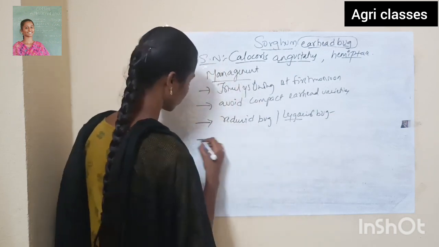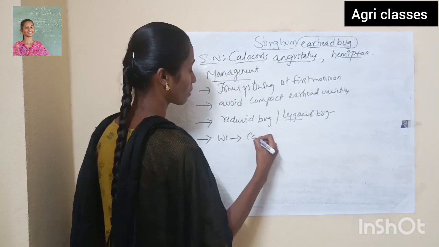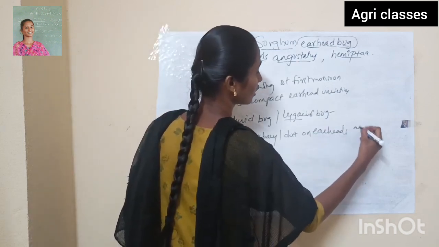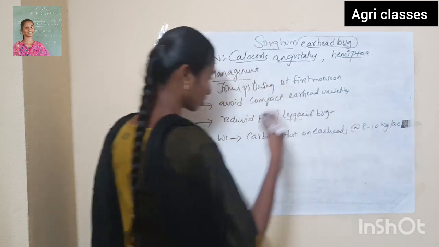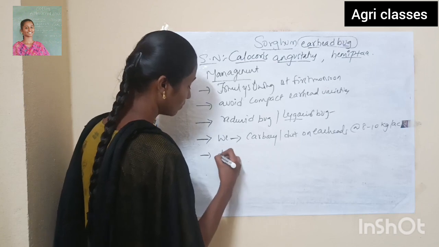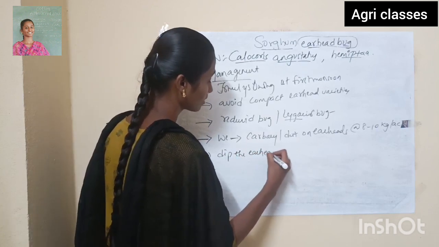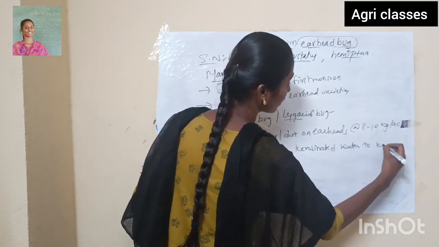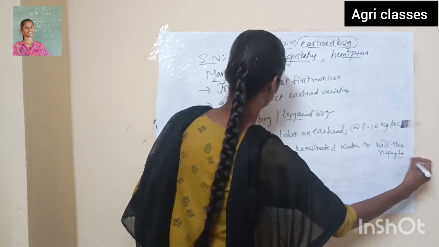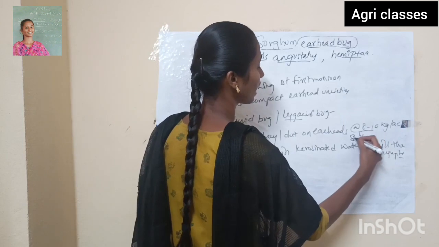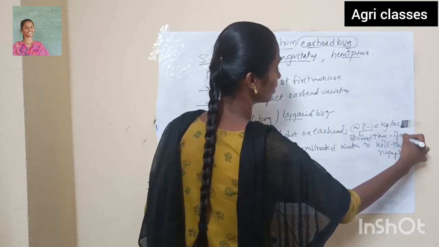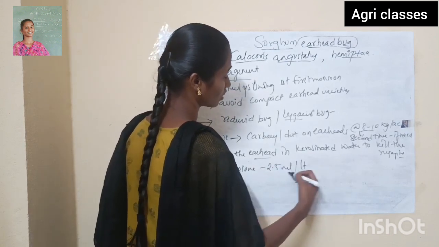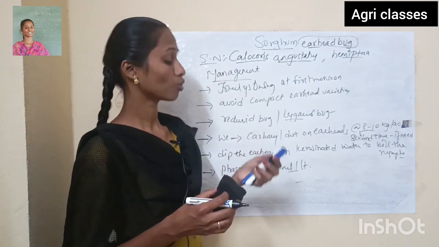Then we can also use carbaryl dust on ear heads at the rate of 8 to 10 kg per acre when they emerge. And next, dip the ear heads in kerosenated water to kill the nymphs. We can spray the carbaryl dust, and we can also spray a second time if needed, or we can spray phosalone 2.5 ml per liter. So these are important management practices for sorghum ear head bug.